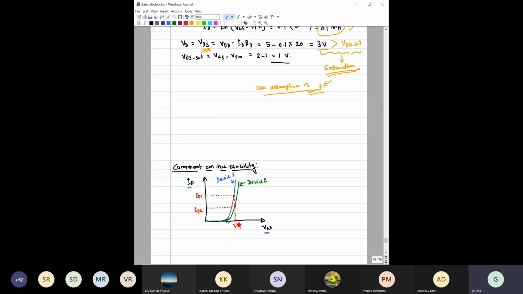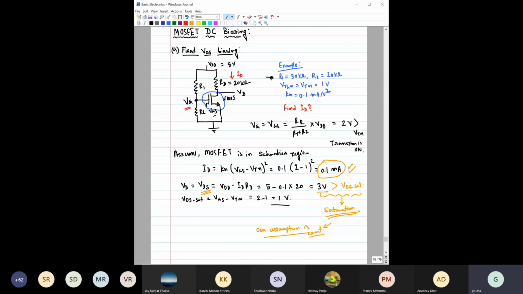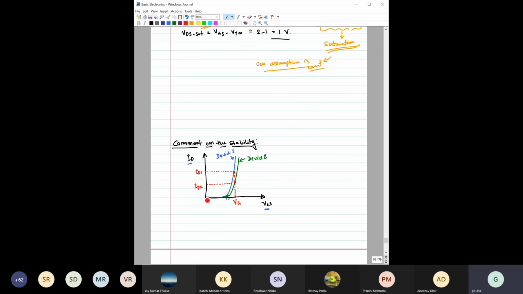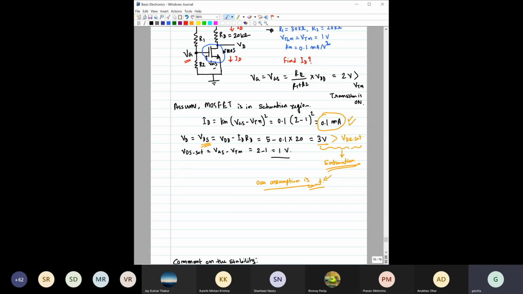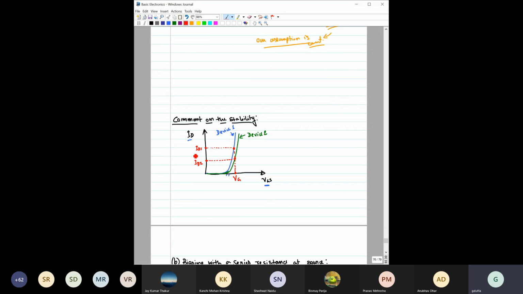Then the current ID flowing through this transistor will be determined by this VG only. If you take a cut line, a straight line from here, for device 1 this ID1 would be this much, and for device 2, ID2 would be this much. So you can see that if we replace this transistor with another transistor, and their characteristics vary a little bit, it will create a good amount of change in drain current. So this is the delta ID.